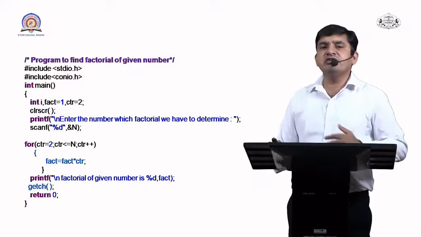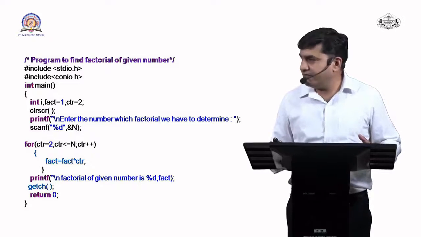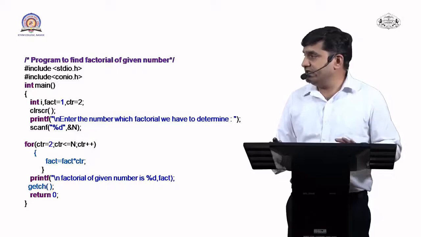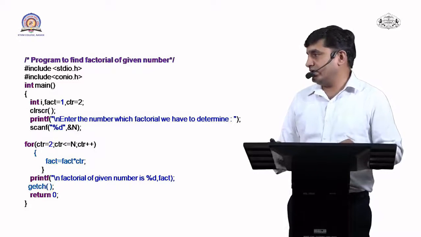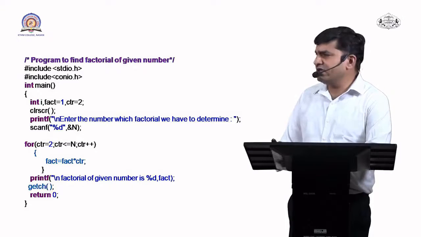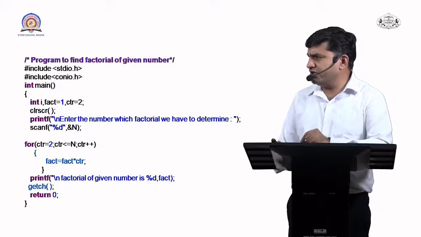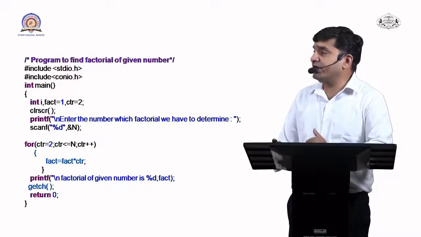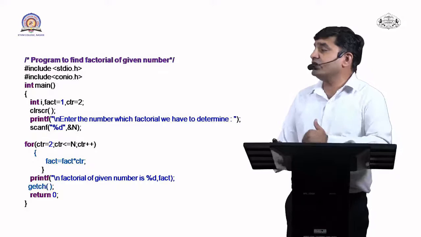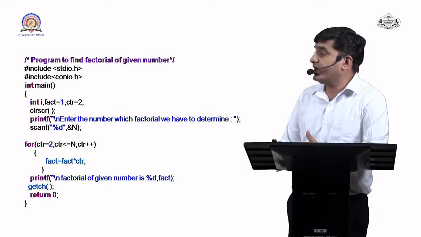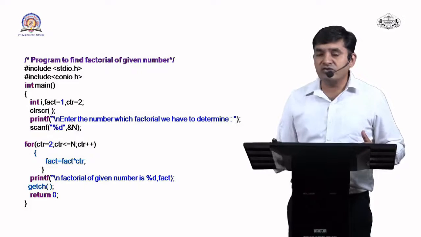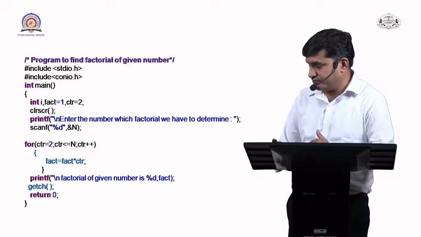For that we use the input function, that is scanf. %d is used because n is an integer. Now consider a for loop. Counter is considered as 2, so counter is equal to 2. Counter is incremented by 1, up to counter is less than or equal to n. Now fact is equal to fact into counter.